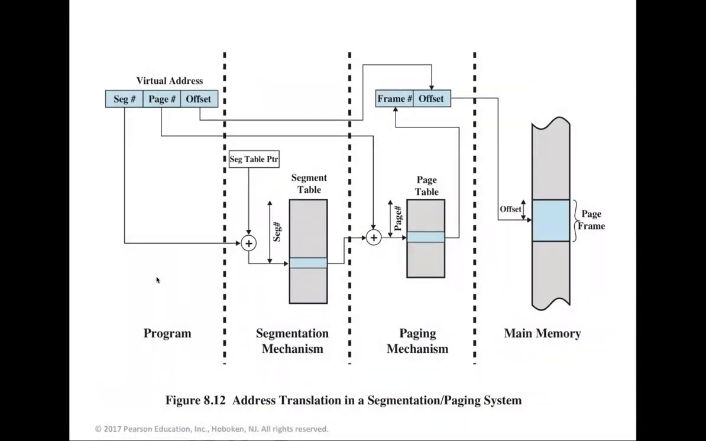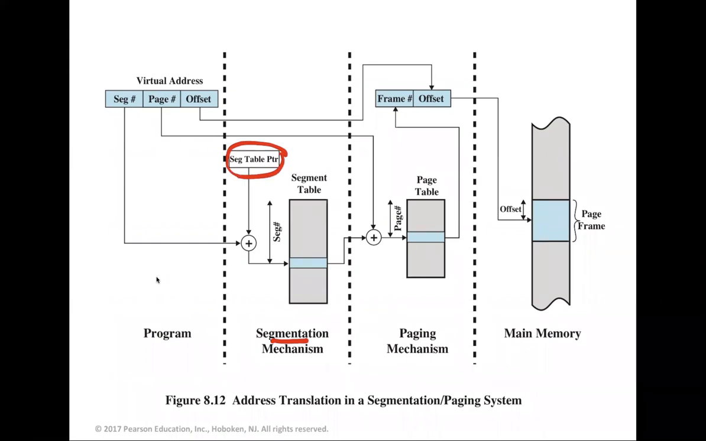In the following figure, we can see a structure to support combined paging and segmentation. Associated with each process is a segment table and a number of page tables, such that we have one page table for each process segment. When a particular process is running, a register will hold the starting address of the segment table for that process.